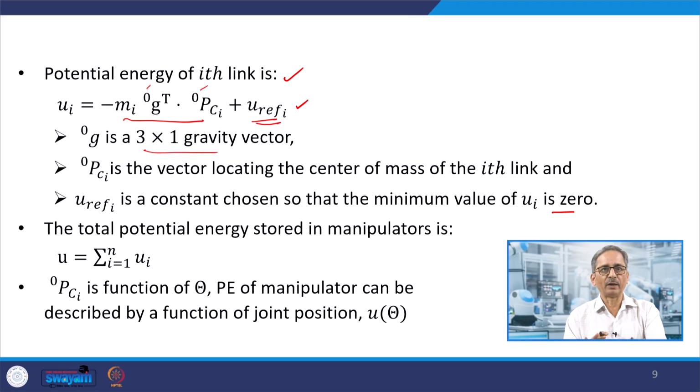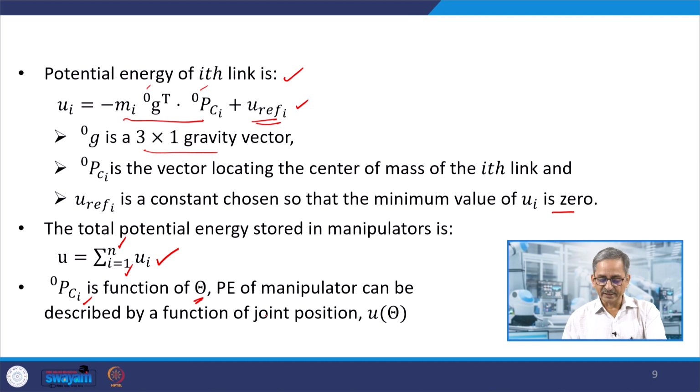Once I have the potential energy for the ith link, I can find the potential energy of the whole manipulator by simply summing up the potential energy of links from link number 1 to link number n. Here we see that the position vector Ci of the ith link, which is expressed in the 0th frame, is a function of theta.